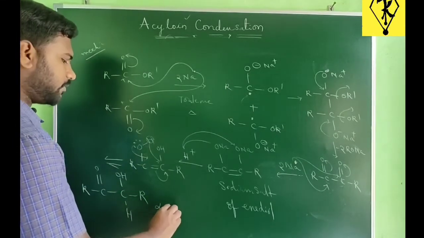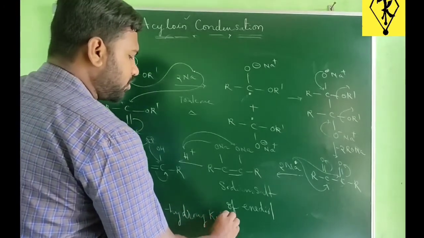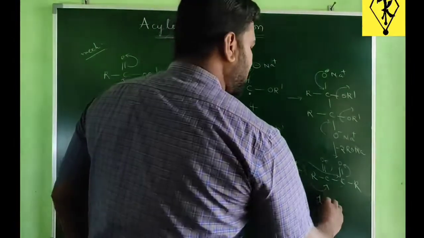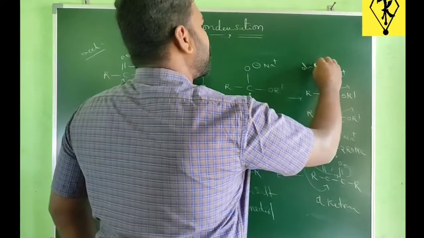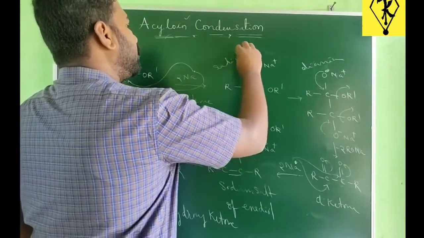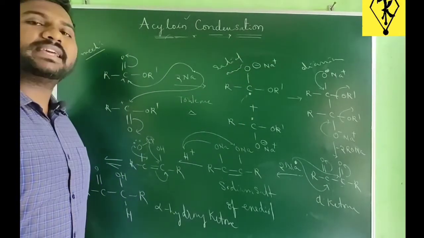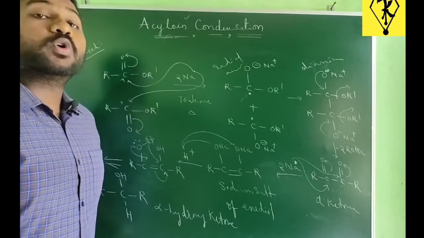So this is alpha hydroxy ketone. This alpha hydroxy ketone is nothing but acetylene, and this is diketone, and this is dianion, and this is radical anion. Okay, this is the mechanism of this acetylene condensation. Next we will discuss some applications and how to attempt this question.